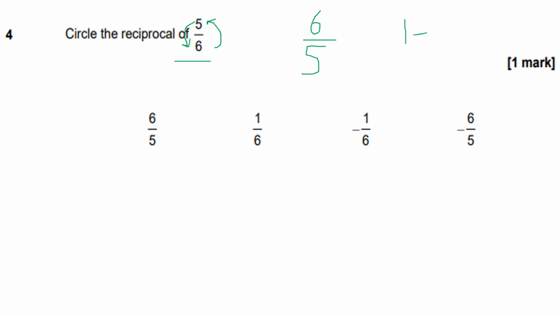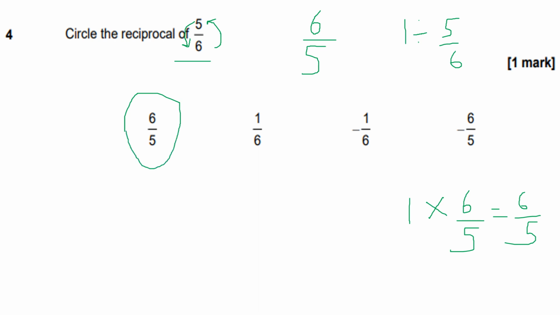It's 1 divided by 5/6, and if you divide by a fraction in maths here, you multiply by its reciprocal. So you multiply by 6/5, which gives you the answer of 6/5, because 1 times anything is just itself. So the reciprocal of 5/6 is equal to 6/5. You are flipping the fraction upside down, so the denominator goes to the numerator and the numerator goes to the denominator for your new reciprocal answer.